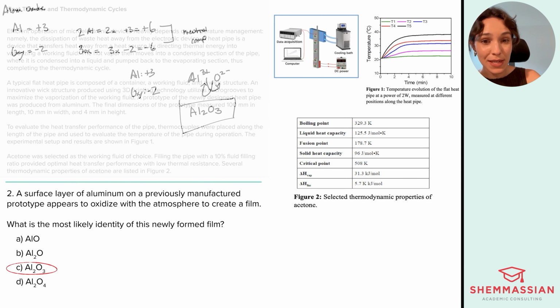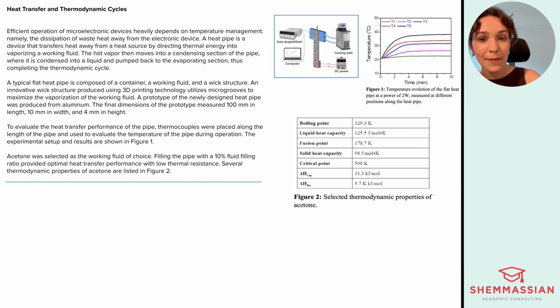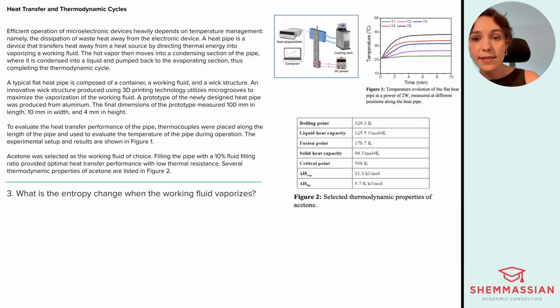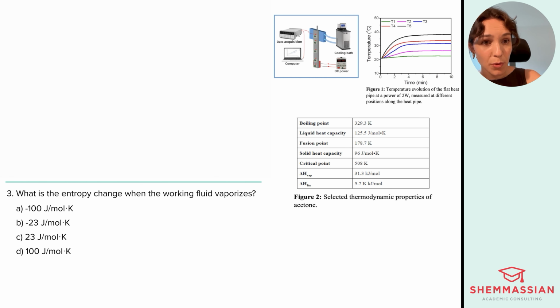And next we're going to do a deep dive to answer a thermodynamics question that really frequently appears on exams, and that is how to find the entropy of vaporization of a working fluid. This is a really great example of how we use the Gibbs free energy equation during a phase change. So question 3 asks us, what is the entropy change when the working fluid vaporizes? And we get 4 answer choices. A, minus 100 joules per mole Kelvin. B, minus 23 joules per mole Kelvin. C, 23 joules per mole Kelvin. And D, 100 joules per mole Kelvin.